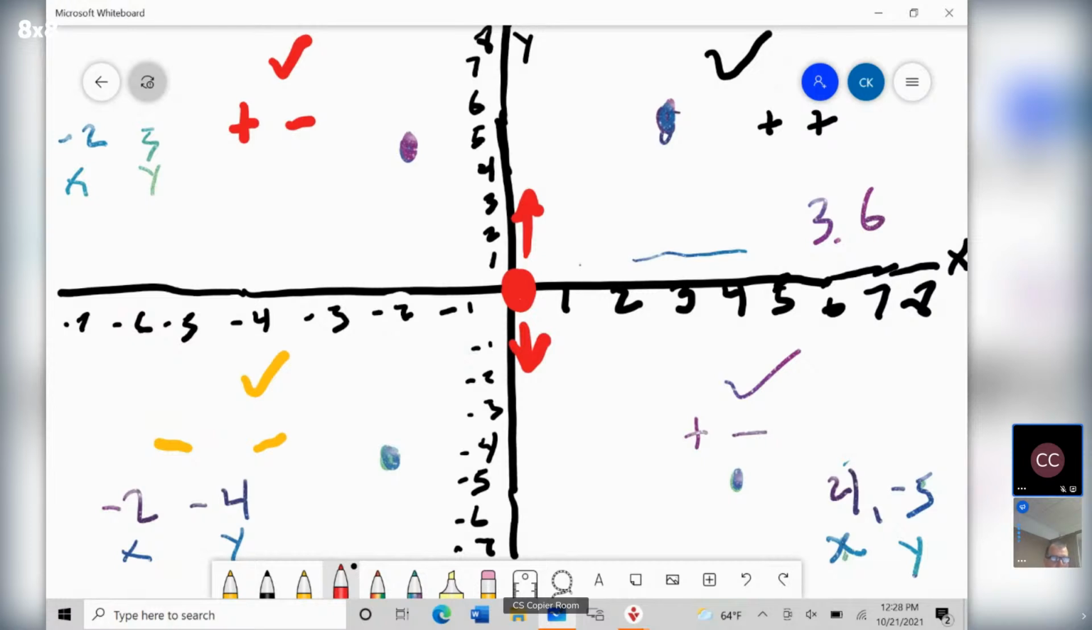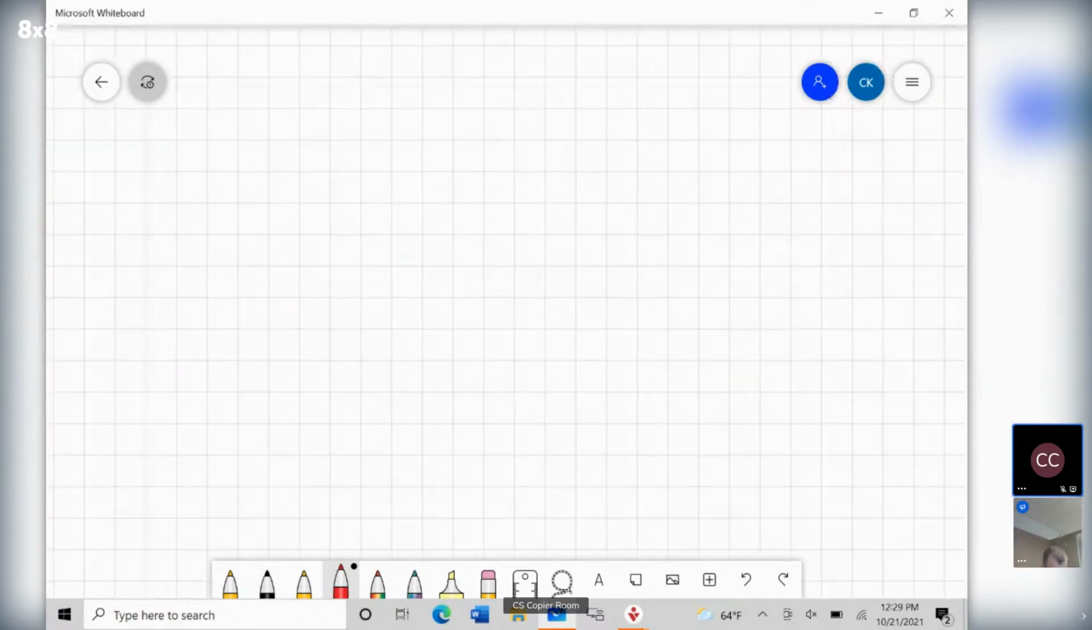So if we move to the left on the x-axis, it's going to be negative. And if we move down on the y-axis, it's going to be negative. And if we move to the right on the x-axis, it's going to be positive. And if we move up, it's going to be positive. So positive, positive, negative, negative. Okay, let me redo this graph now so you get a better visual.